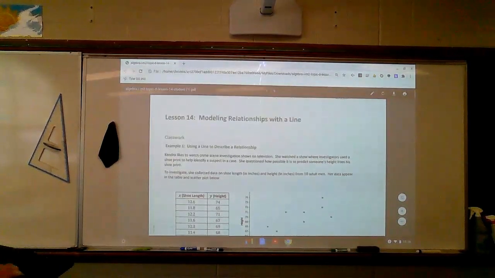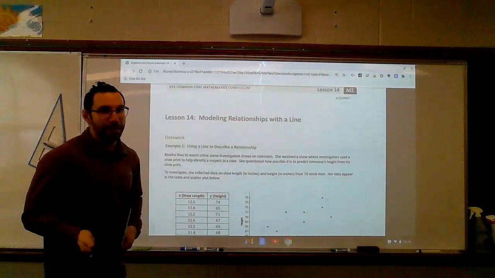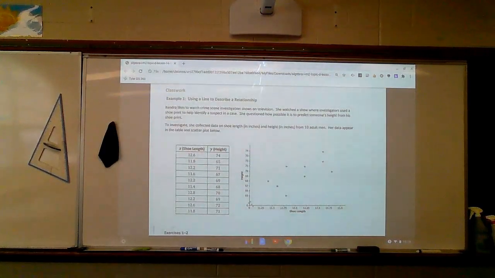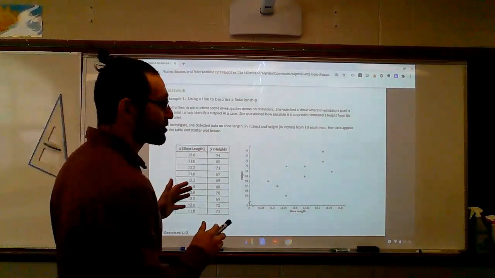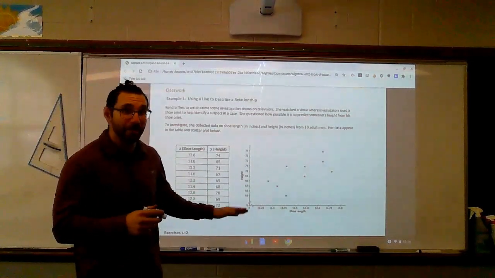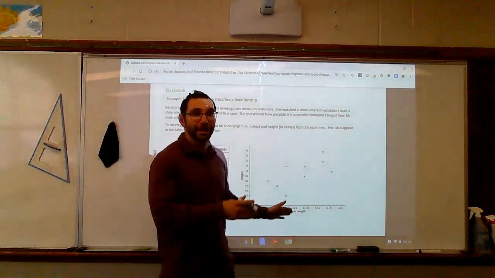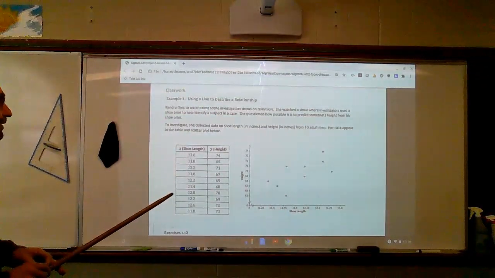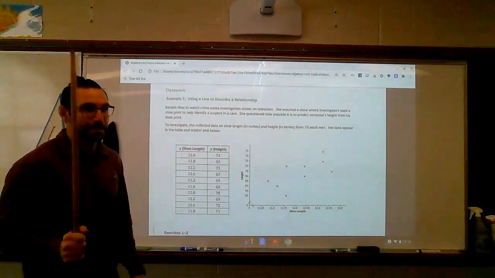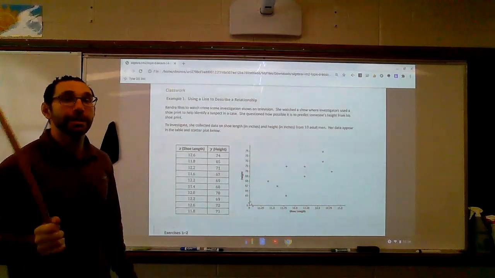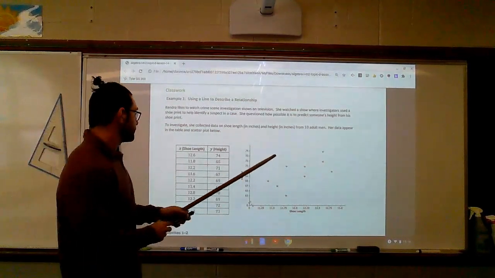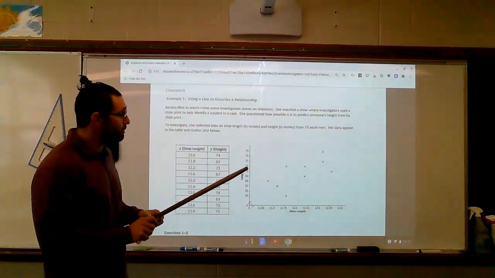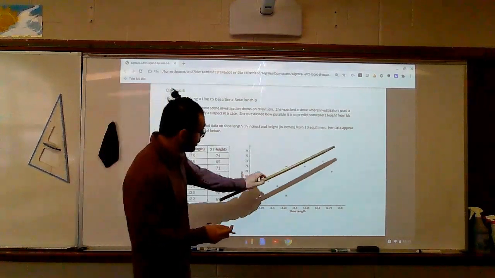We are in lesson 14. Now we are modeling relationships with a line. So if you've noticed, I've kind of jumped the gun and I started making those lines of best fit on your graphs already. You should have seen in all of the videos with the scatter plots where I've already done the line. Today, we are going to find out the exact line of best fit, and we call it a linear regression. So looking at this, you should be able to say, hey, this appears to be positive, and it appears to be a linear regression.